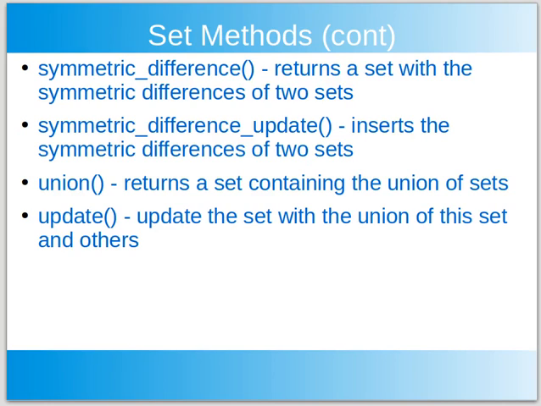Set methods continued. Symmetric difference: returns a set with the symmetric differences of two sets. Symmetric difference update: inserts the symmetric differences of two sets. Union: returns a set containing the union of sets. Update: update the set with the union of this set and others.